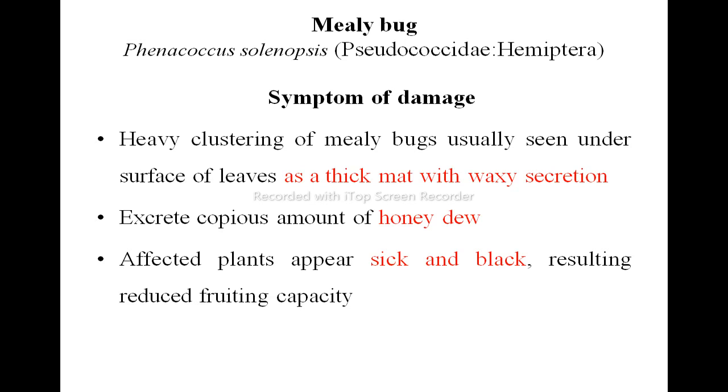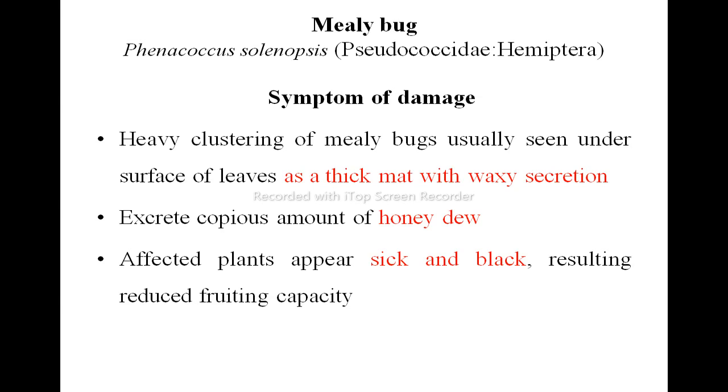Mealybug. Nowadays it is not causing that much damage in the crop, but a few years back it caused huge damage in the cotton crop. Its scientific name is Phenacoccus solenopsis, family Pseudococcidae, and order Hemiptera.